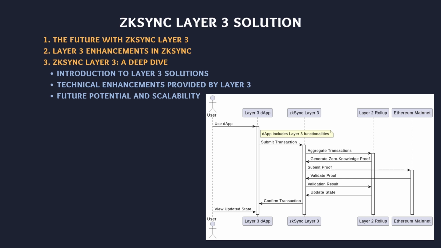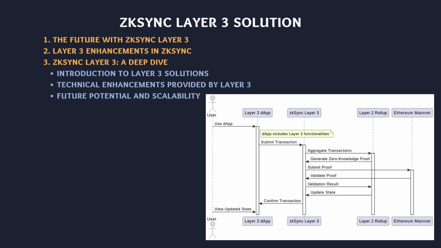The potential of Layer 3 is immense. It could enable dApps to operate at a scale and efficiency comparable to centralized systems, which is crucial for the mass adoption of blockchain technology. Here are some future potentials. Mass adoption of dApps. Layer 3 makes it feasible to run highly scalable and efficient dApps, attracting more users and developers to the blockchain ecosystem. This could lead to a wide array of decentralized services becoming mainstream.